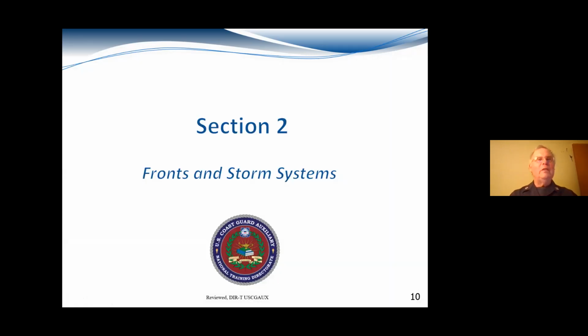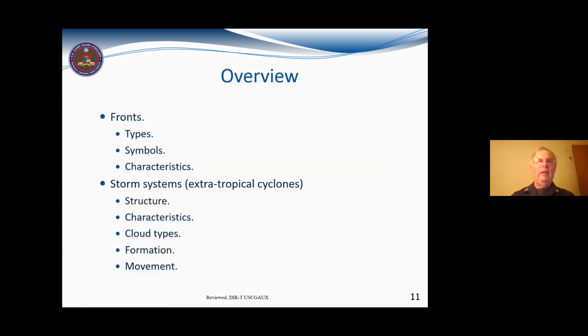Okay, that's what's happening with highs and lows. Now, fronts and storm systems. The types and symbols and characteristics of fronts, the types of storm systems, their structures and characteristics, cloud types that happen around them, and their movements.